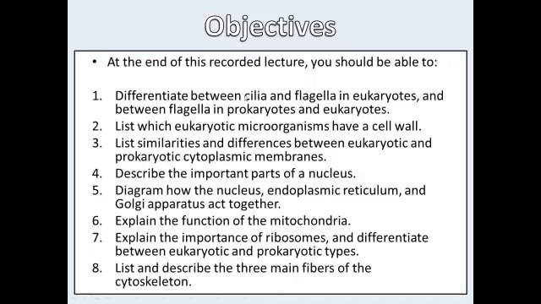At the end of this recorded lecture, you should be able to differentiate between cilia and flagella in eukaryotes, and between flagella in prokaryotes and eukaryotes, list which eukaryotic microorganisms have a cell wall, list similarities and differences between eukaryotic and prokaryotic cytoplasmic membranes, describe the important parts of a nucleus, diagram how the nucleus, endoplasmic reticulum, and Golgi apparatus act together, explain the function of the mitochondria, explain the importance of ribosomes and differentiate between eukaryotic and prokaryotic types, and list and describe three main fibers of the cytoskeleton.